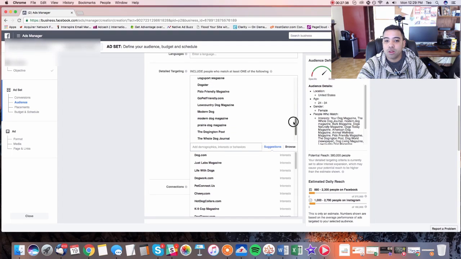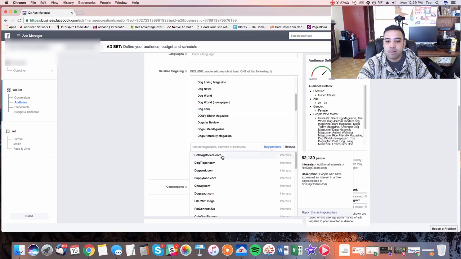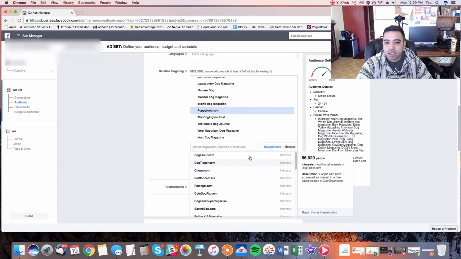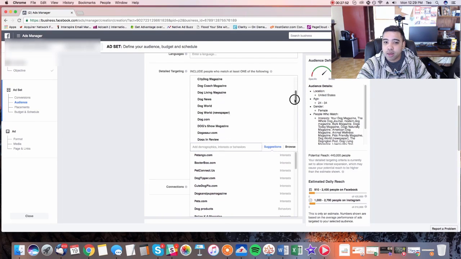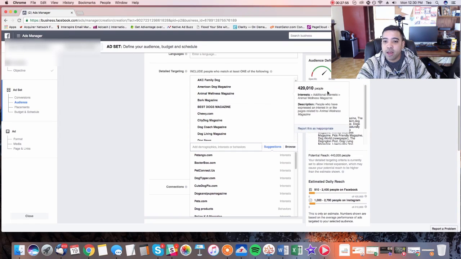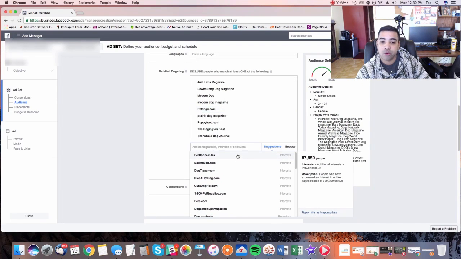We're all targeting here dog magazines: dog.com, Life with Dogs, Hot Dog Collar, Dogwork.com. If I did my research on this, you can also go in and check each and every one of these pages and find out what the engagement is like. If people are actually sharing, posting, commenting, those are the best types of people to target, because they're also going to like, comment, and share on your actual stuff as well. So you want to find these exact customers.